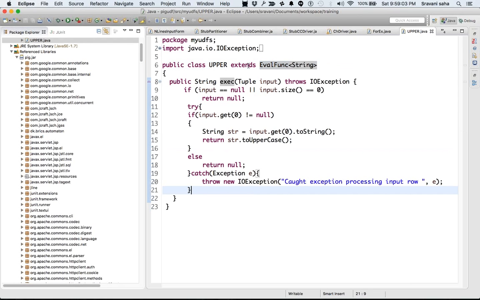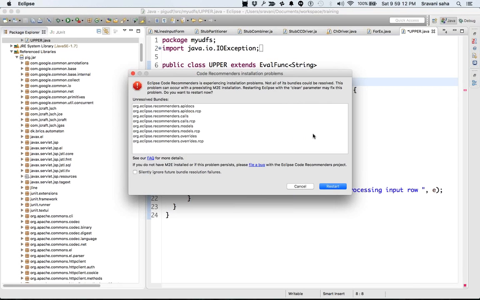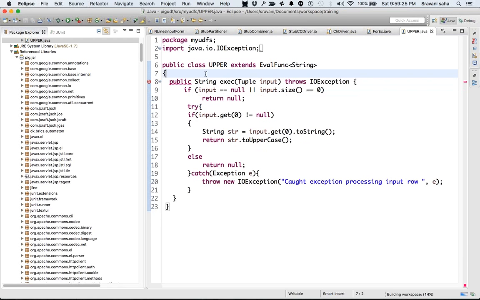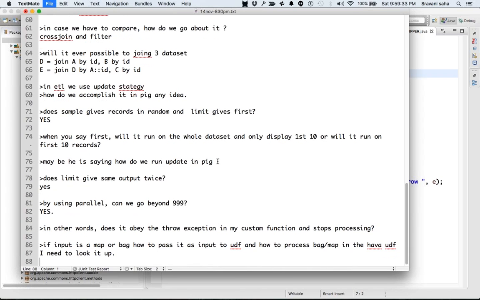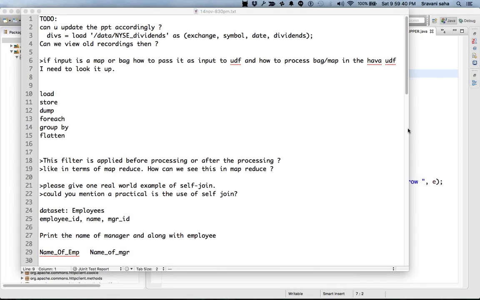I thought that the bag extends the tuple, but it doesn't seem so. I need to look it up. Let me move it to the to-do list. All right, Naveen.